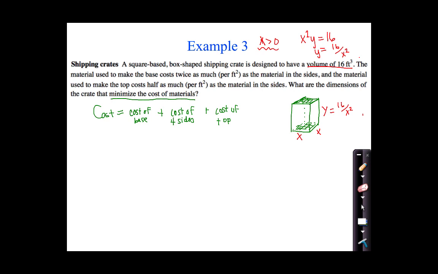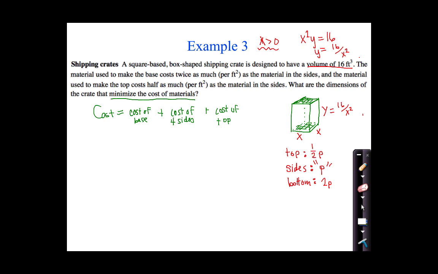Graph of cost. Because I'm trying to minimize my cost, I'd like to have a function whose output is cost and whose input depends on all the different details in the problem. So let's say that just relative, I'm just going to make up a symbol for the cost per square foot. So the sides are kind of in the middle. Let me say that that's P as the price per square foot. The bottom is twice as much, so that would be 2P, and the top is half as much per square foot. Let's say that the price per square foot is 1/2 P for the top.